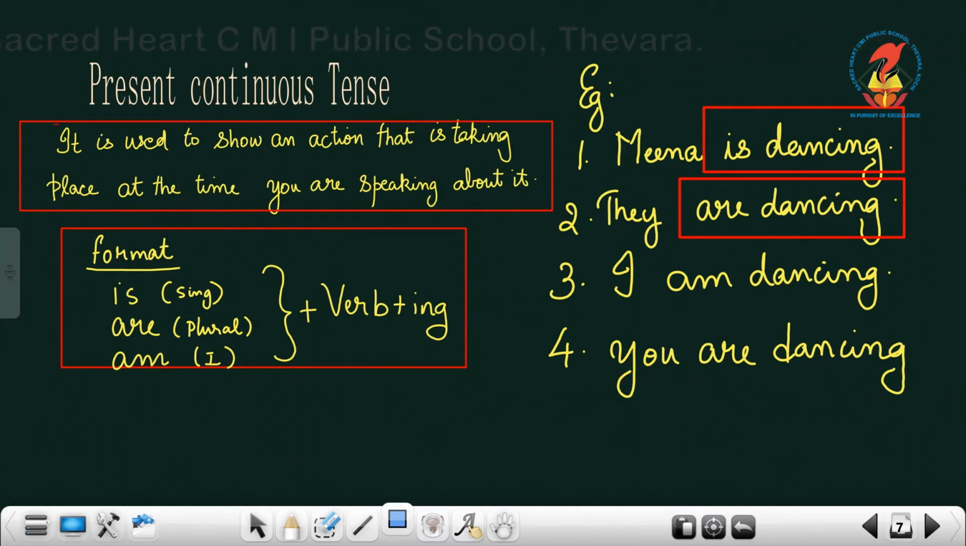Now, if the subject is I, I told you the rule of plural. But here in this case alone there is an exception. For I we use a special word, that is am. We don't use am with any other subject. Do we say Meena am dancing? No. We don't say they am dancing. Only with I we use the special word am. Okay. So I am dancing. Am is used only with I. Is it clear to you? So a special word for I, that is am.